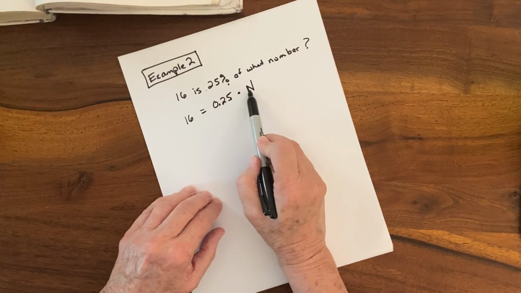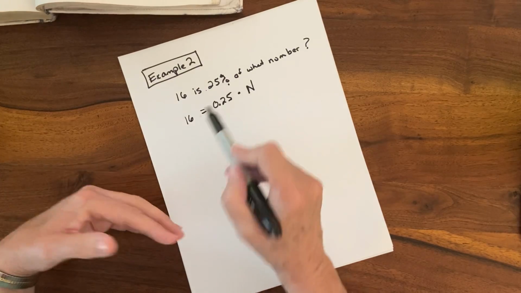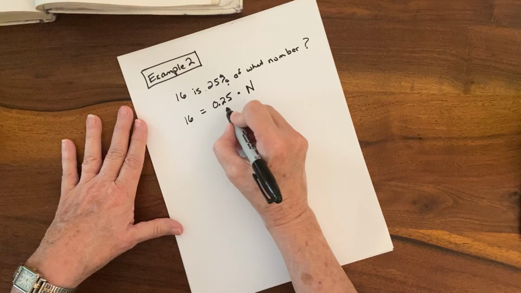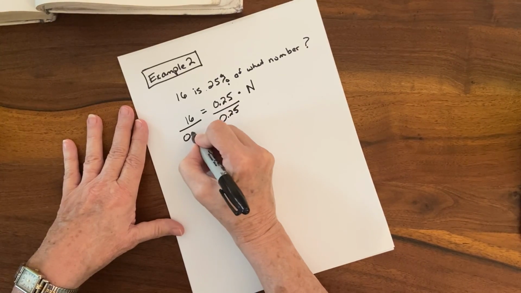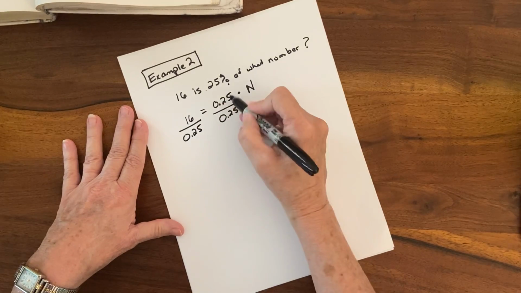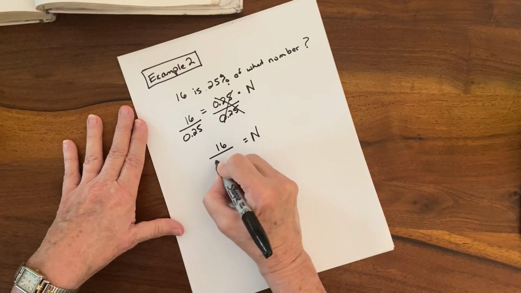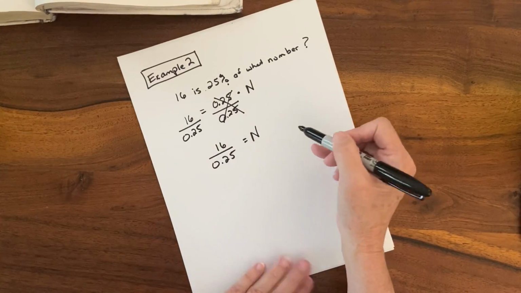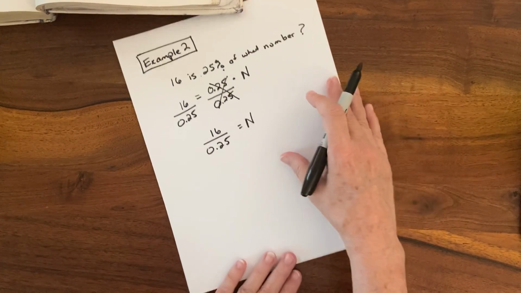I want to get rid of this because it's attached to the N. I want to say N equals something. I don't want to say N times something equals something, so I just want to know what N is. So let's get rid of that and get rid of that. Okay, that goes away. N equals 16 over 0.25. Does that look a little weird because the N's on the right side instead of the left? It doesn't make one bit of difference. You can do it either way.